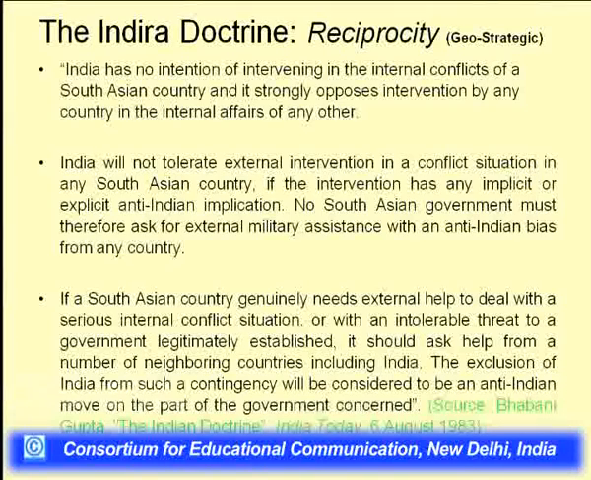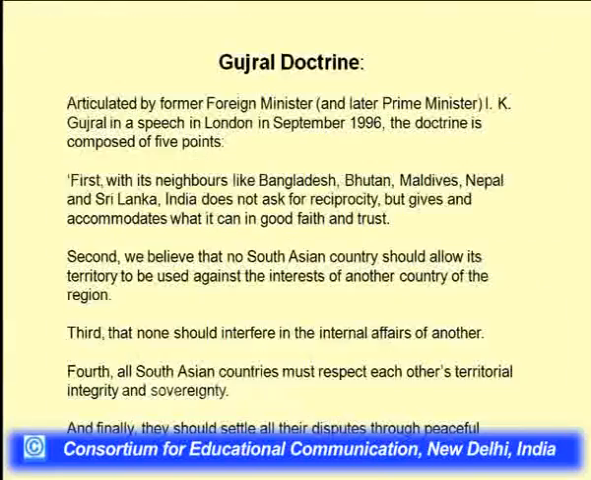So these are the major aspects of the Indira Doctrine, you can say. And then there is a shift in the foreign policy of India post-1990s, because if you look at the post-1990s, the world was moving towards globalization, and all the economies, all developing countries and Western countries' economies, were moving towards liberalization and privatization, and the whole world was basically integrating economically.